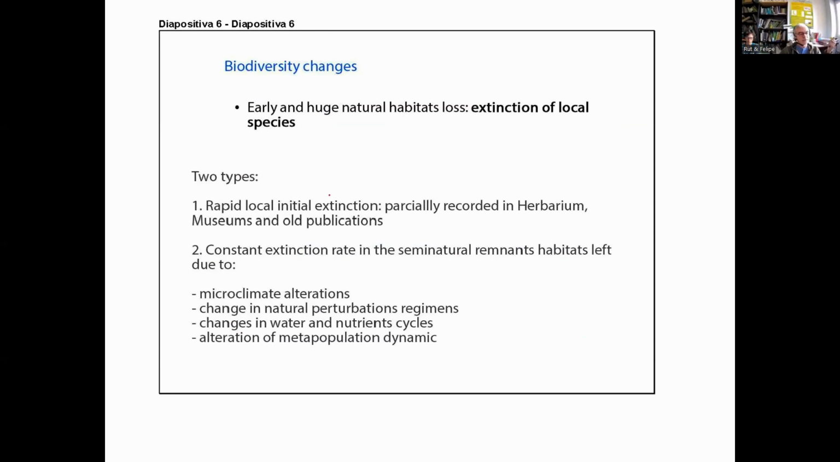Most of the plants that you lose in the city are the plants that were growing in natural areas before the city started to grow, and we can call this rapid or quick local initial extinction. But you also have a constant extinction rate. You are always losing some plants in the city, even if you don't like it, because the city is a very complex and dynamic habitat. So you have to take into account also this constant extinction rate.